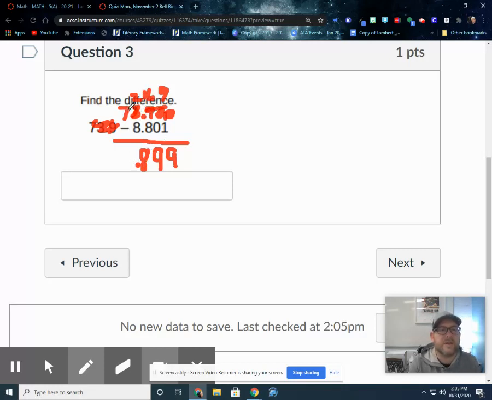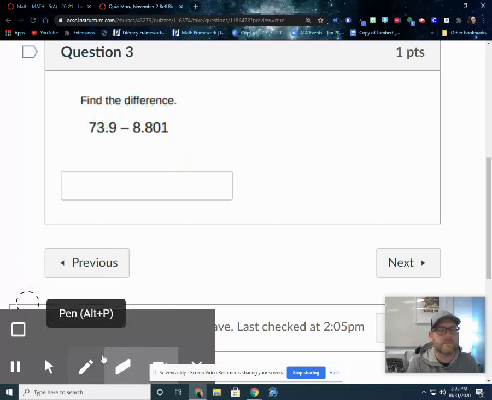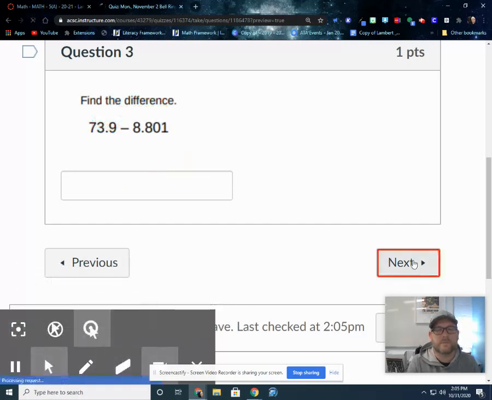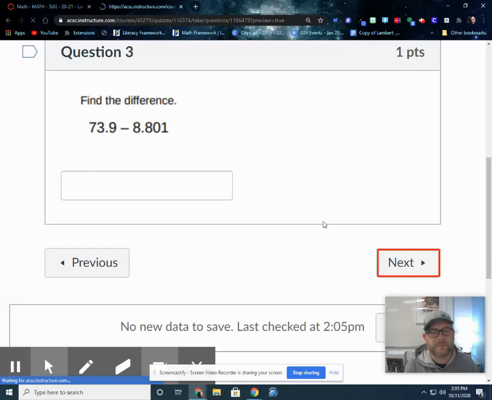I now have 2 minus 8, sorry, I can't do that. So I'll make this a 6 and that a 12. So 12 minus 8 is 4. And 6, of course, is standing by itself over here. So there is our answer: 64 and 899 thousandths. Again, if you've got any questions on that guy, just give me a ring and we can work on that together. All right, moving on. On to question 4.